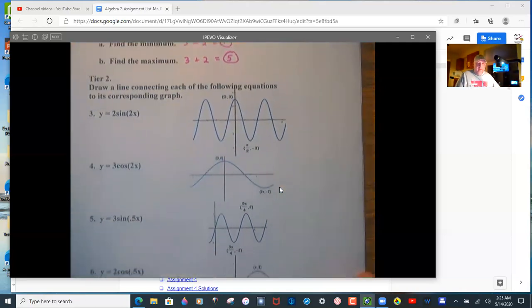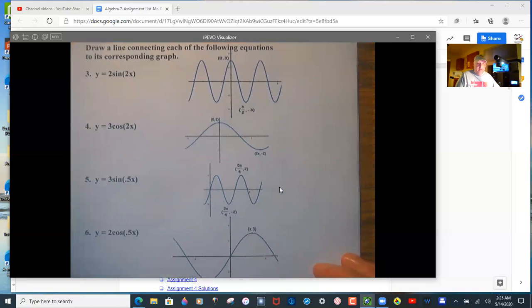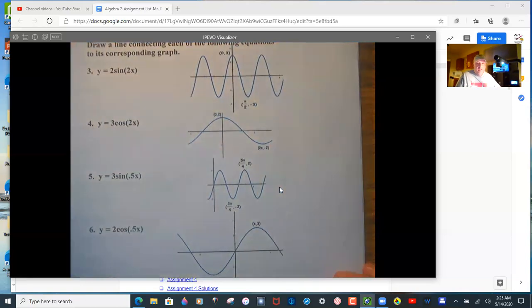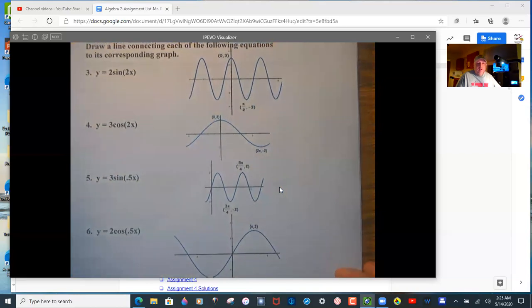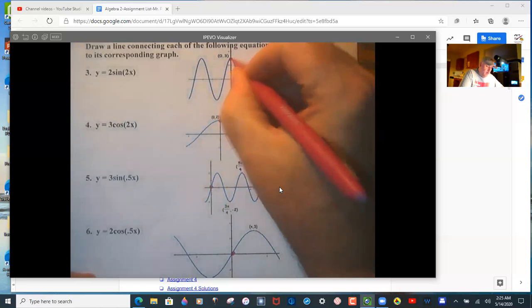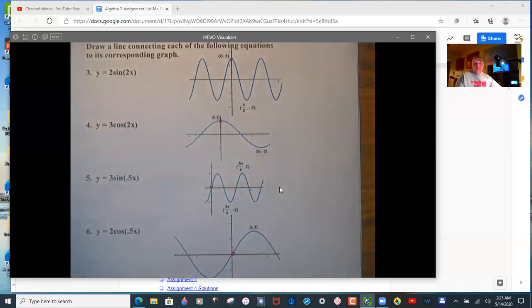All right, so match these up, and I'm going to tell you that you probably do not need to do full-blown A, B, H, and K calculations. Just use a little common sense. In general, sine graphs tend to go through the origin. So here and here are going to be sine graphs. And cosine graphs tend to go through the y-axis, not through 0, 0, though not always.